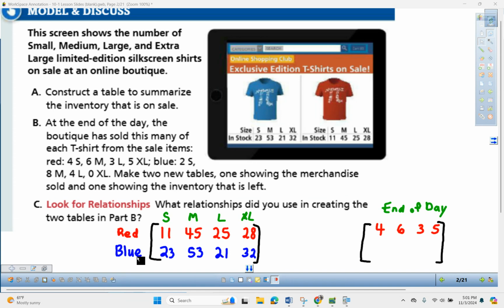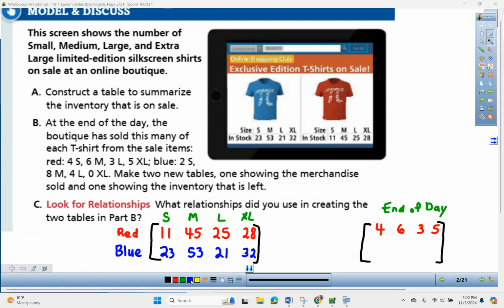Okay, and then let's go to the next piece here. At the end of the day, the boutique has sold this many of each T-shirt from the sale items. So they've sold 4 red smalls, 6 red mediums, 3 red larges, and 5 extra larges. And you notice what I don't have: I don't have any labels across the top. We'll come back to that in a second.